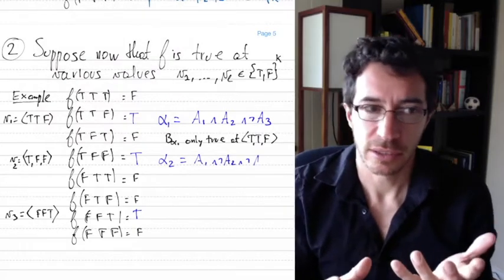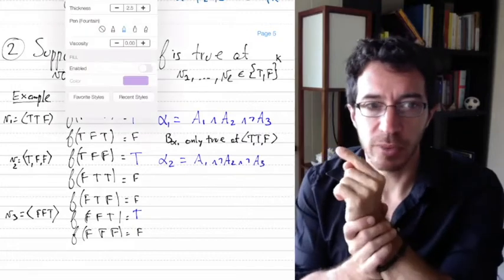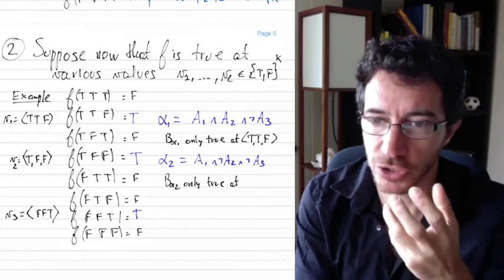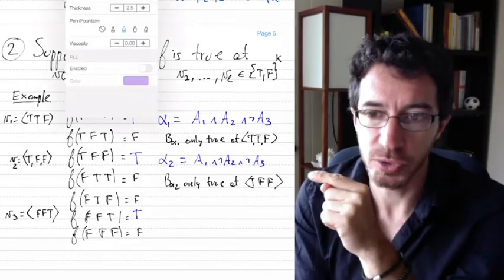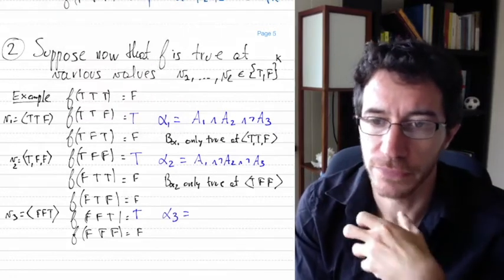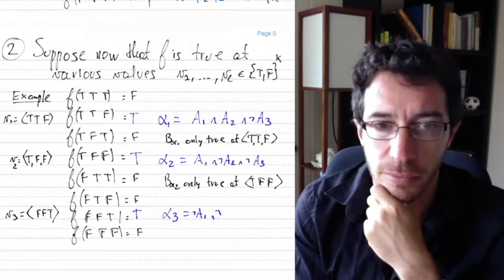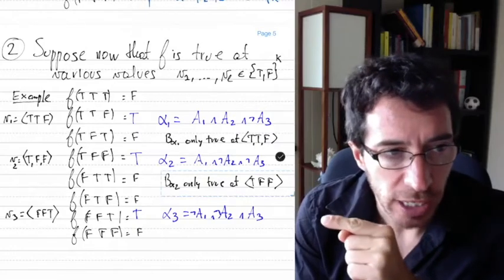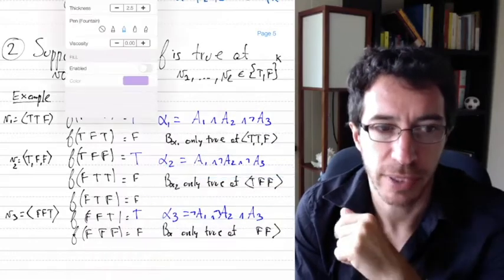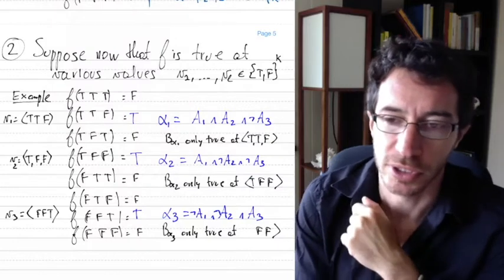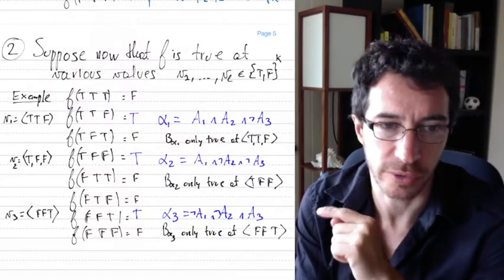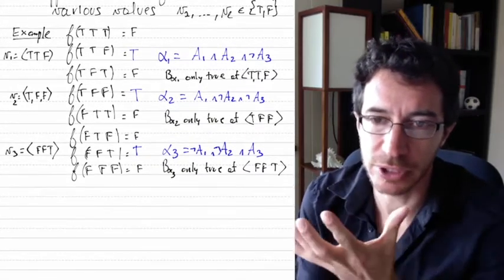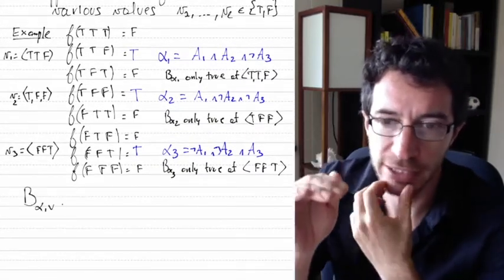And then for V2, we can write another formula whose associated Boolean function is true only at V2: true, false, false. And we can write another Boolean formula, alpha sub 3, which is only true at V sub 3, that is, at false, false, true. Okay, so now we have these three formulas, but we want to put them all together. We want one that is true exactly at the three places.